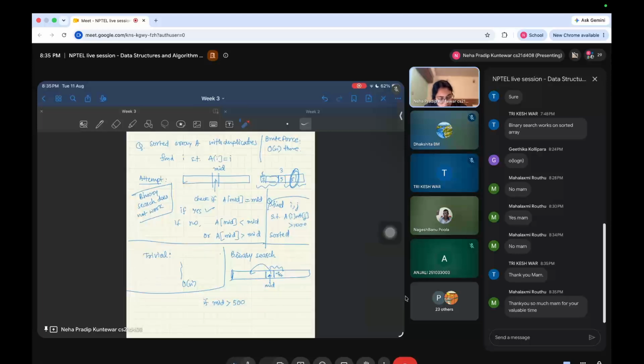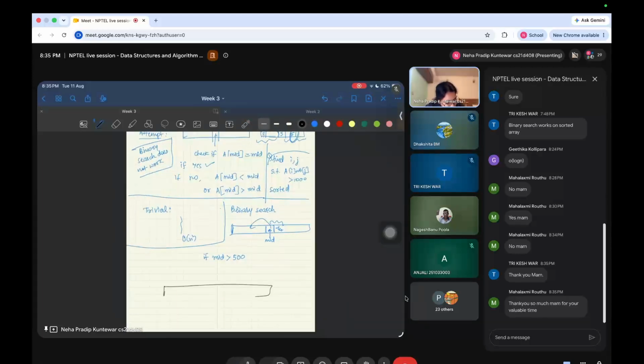Yeah, this one, right? So it could also be that you went to the mid. At this point it did not match. Okay, so because duplicates are allowed, my array could be like this, right? So you don't have any element, whatever indexing is there.